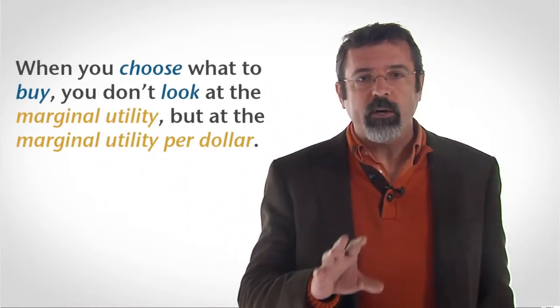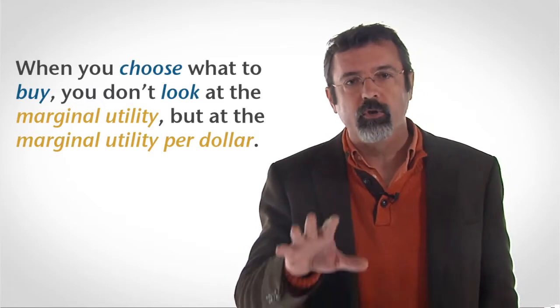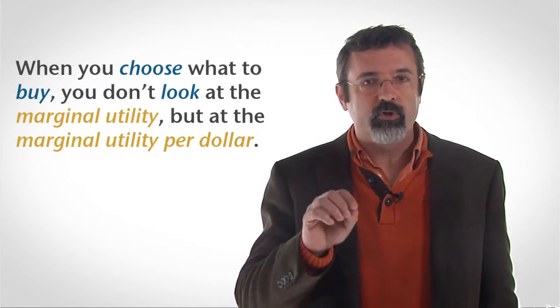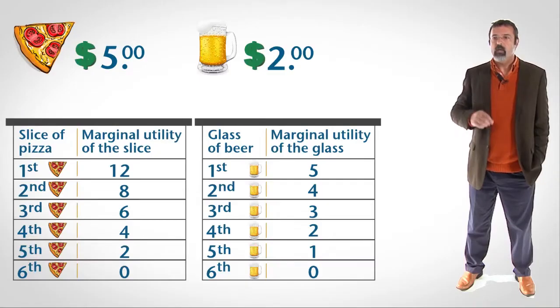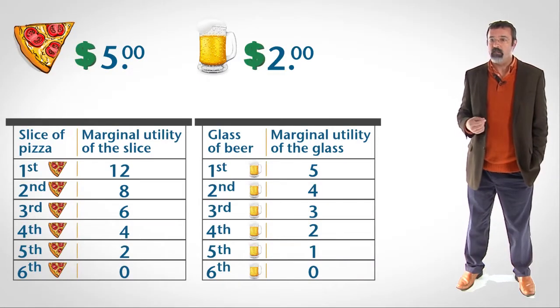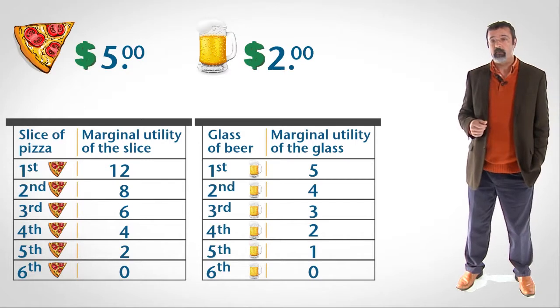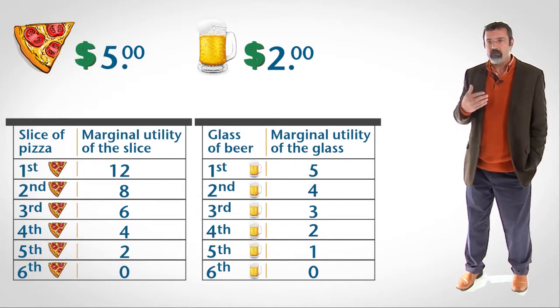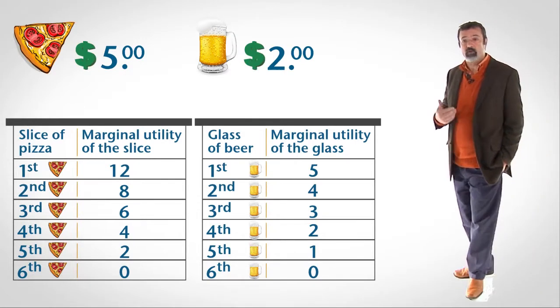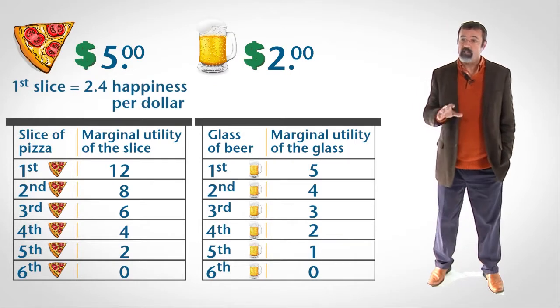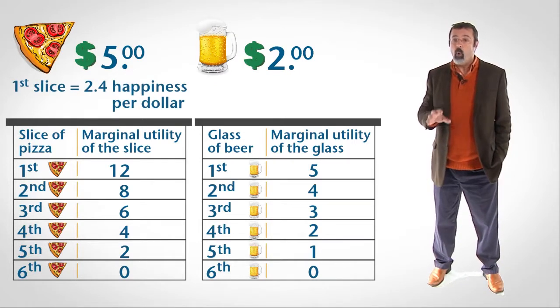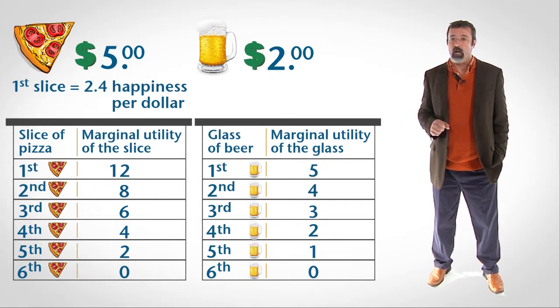If someone else were paying for your lunch, you'd be correct, because the prices wouldn't matter. But since you're paying for yourself, prices matter a lot. When you choose what to buy, you don't look at the marginal utility, but at the marginal utility per dollar. Suppose the price of a beer is $2 and the price of a pizza is $5. At a price of $5, that first slice of pizza will add 12 to your happiness. From the first slice of pizza, you will gain 2.4 additional happiness per dollar.